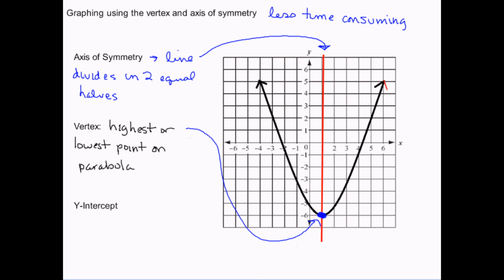And then the y-intercept is the point where the parabola crosses the y-axis. Okay. Right here is my y-intercept. That's where I'm crossing the y-axis. So I have a vertex, I have a line of symmetry, and I have a y-intercept.